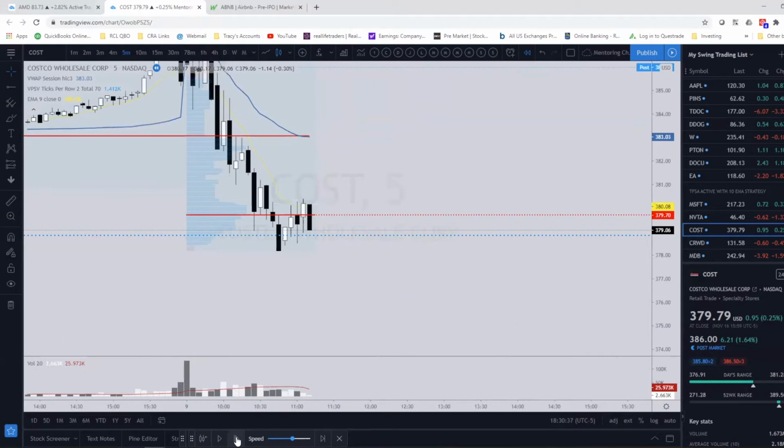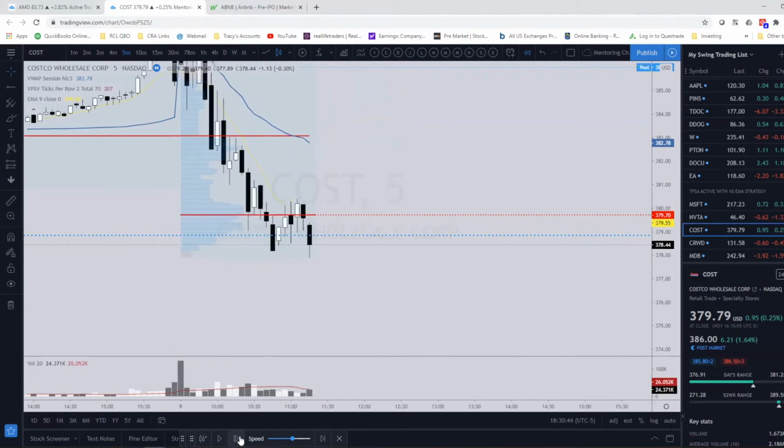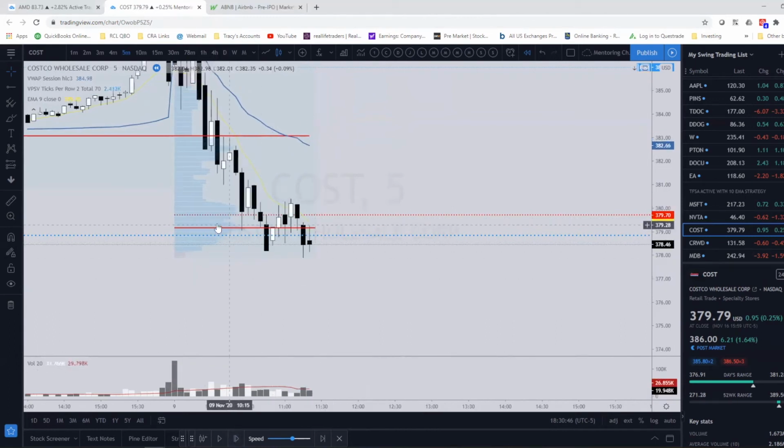So let's just take a look. And like I said, if I get one move of this point of control upward, I'm going to exit the trade. Price is continuing to go lower, and we get another drop in the point of control. So that's good. This is good. That was just a little pullback testing the 10 EMA.